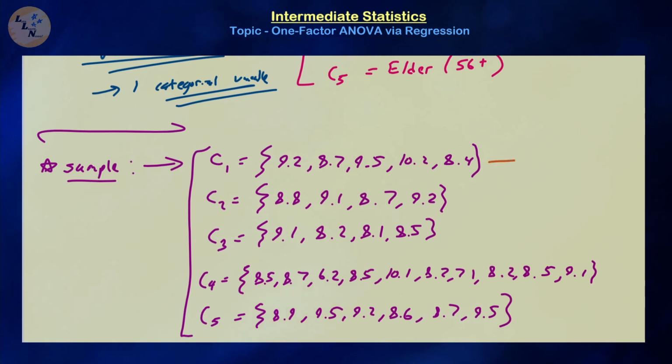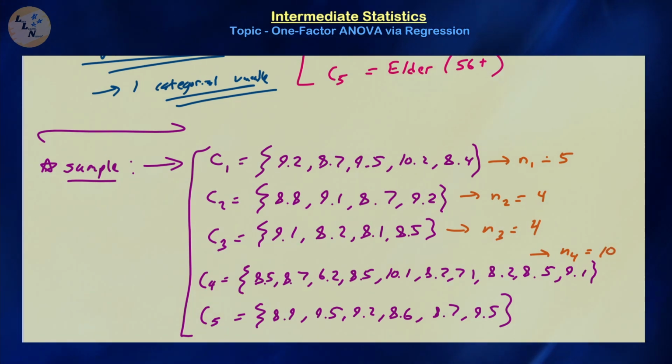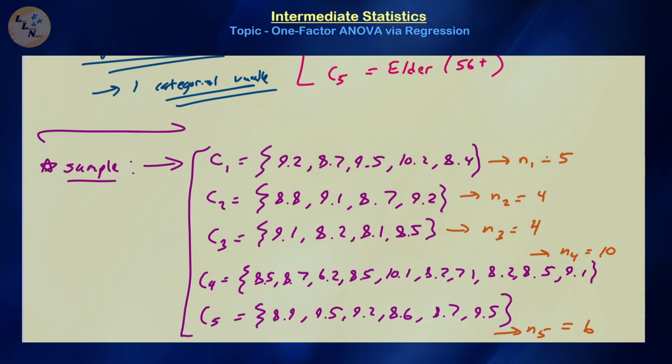Because notice in this first sample, the number of values in sample 1, we have 5 respondents. The number of values in category 2, we have 4 respondents. In category 3, we have 4 respondents. In category 4, we have 1, 2, 3, 4, 5, 6, 7, 8, 9, and 10 values in that category. And notice that the number of values in sample 5 was equal to 6.